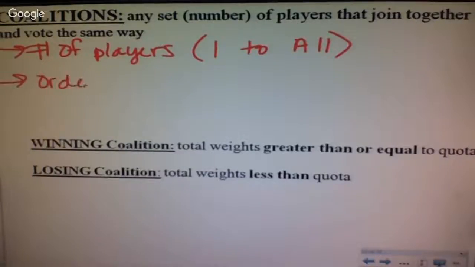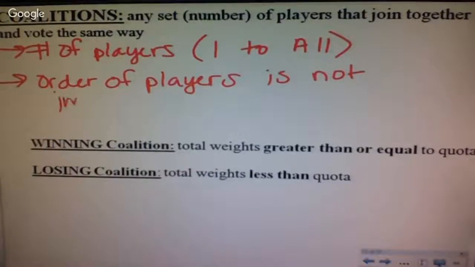Order of players is not important. So in a coalition, it doesn't matter if Cozy comes first and Naiwan comes second, or Naiwan comes first and Cozy comes second. They're still the same coalition.